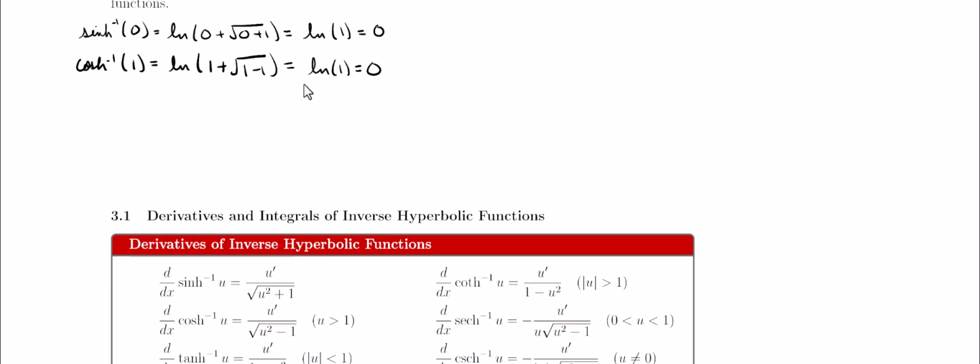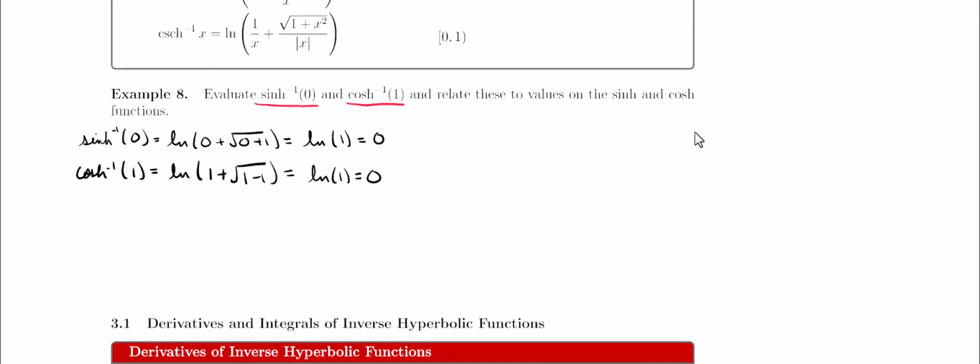Now, how do these answers compare to the regular hyperbolic sine and the hyperbolic cosine? Remember that we're talking about a function and its inverse, so if we have a function and its inverse, the domain and the range switch. So in the case of the sinh inverse of 0, we inputted 0, so it means that we know that the output of the sinh is going to be 0.